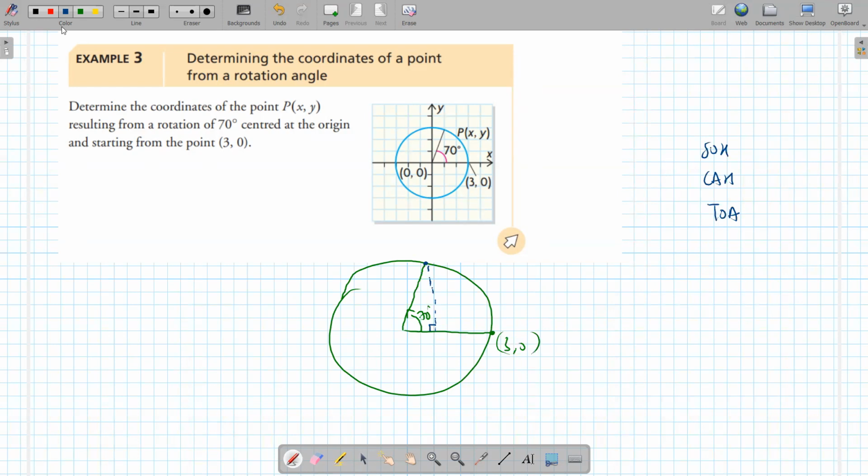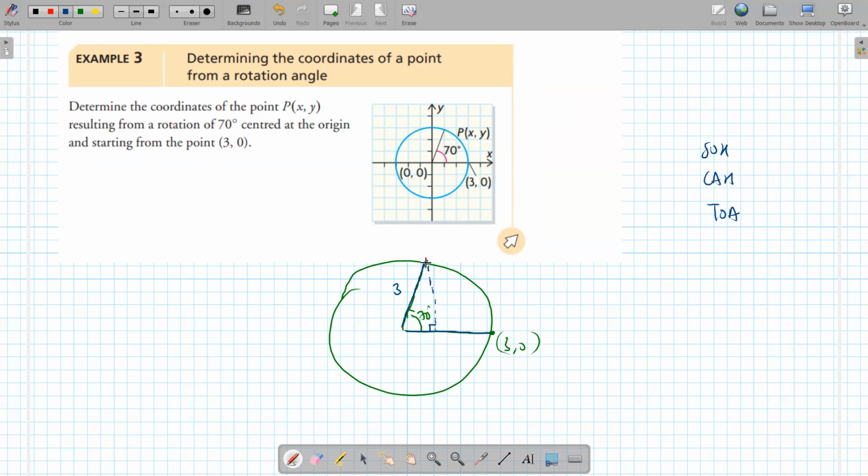It has something to do with the 3, 0. It has something to do with this line here. What does this line represent in a circle? The radius? Right, if that's the radius, what's the length of this line? It's the same. It's still the radius, so that there is 3.